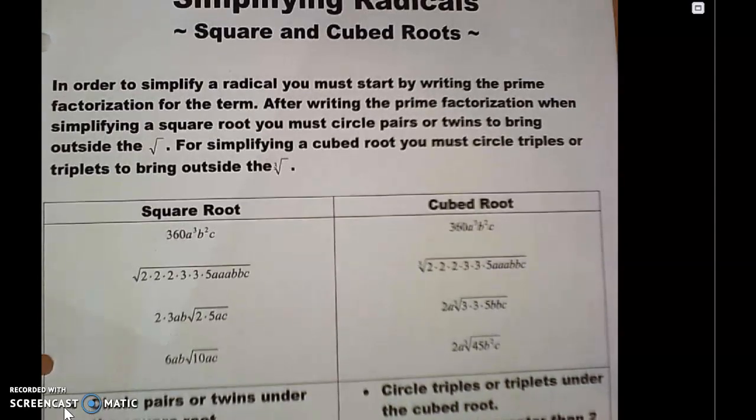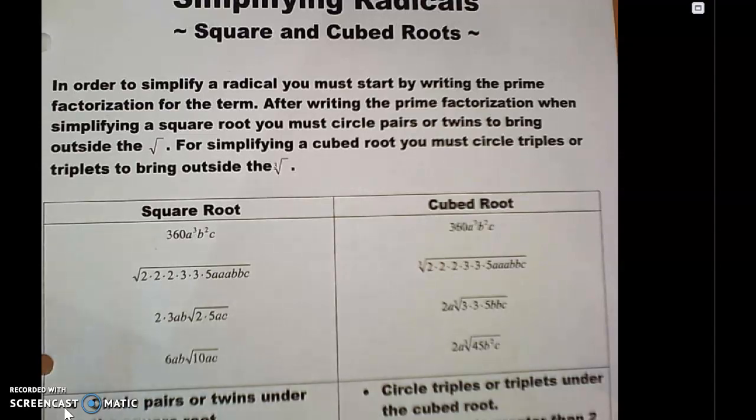Okay, so simplifying radicals, I guess part 2. We already know how to do this. We've practiced it. Just want something a little more concrete in your binder with some examples and just clarify anything that may still be a little fuzzy or confusing to you. So in order to simplify a radical, remember you start by writing the prime factorization for the term.